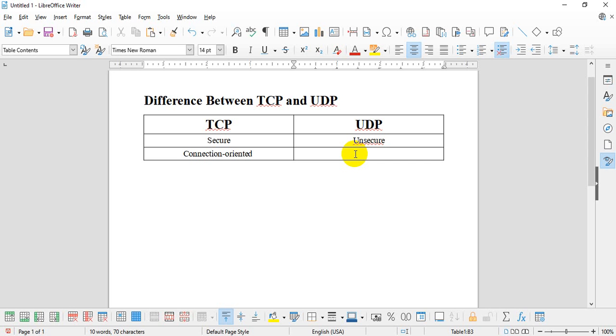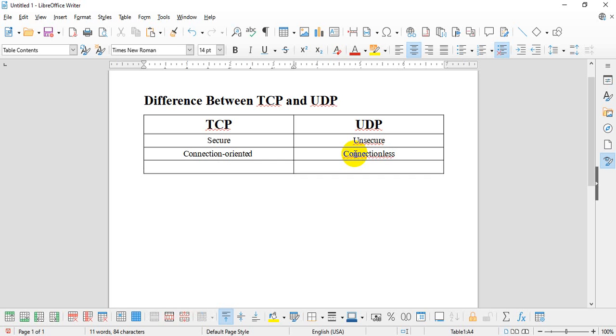Why is it known as connectionless? Because it does not establish the three-way handshake before starting any transmission between the sender and receiver. So it is known as connectionless.